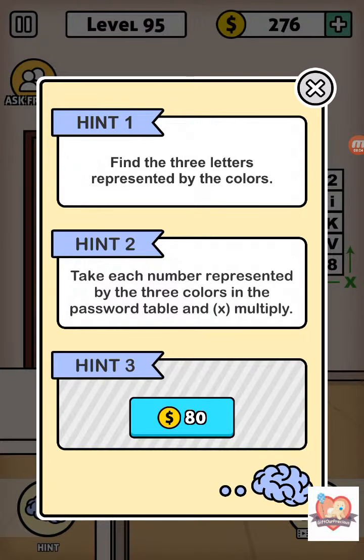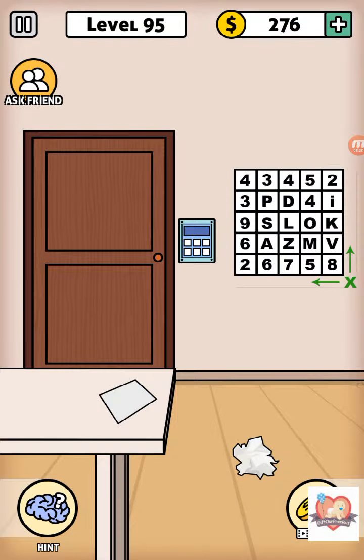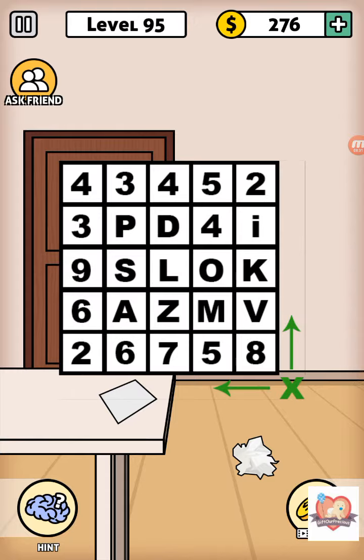Take each number represented by the three colors in the password table and multiply. What does it mean? Three colors. Take each number and multiply. Let's see. Here, this password table. So we have Ali, A L I. 6 times 6, is it 36? A, L. 6 times 9 times. L is 9 and 7.